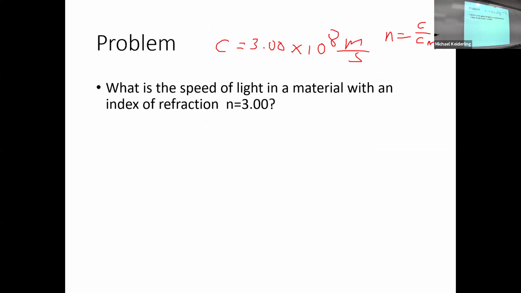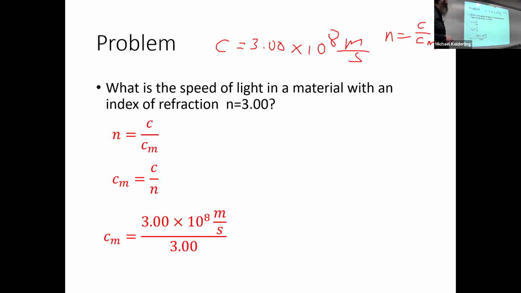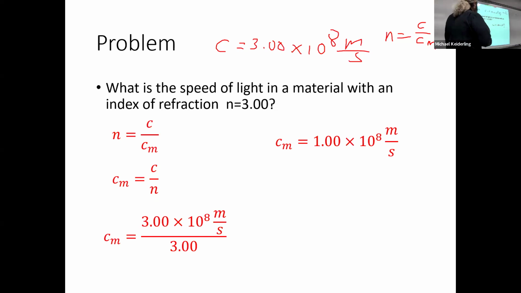Well, n is speed of light in the vacuum divided by speed of light in the medium. So speed of light in the medium is the speed of light divided by the index of refraction. So 3 times 10 to the 8th meters per second divided by the index of refraction 3 gives us a speed of light in the medium of 1 times 10 to the 8th meters per second. And if you want to go the other way around, you will multiply them.